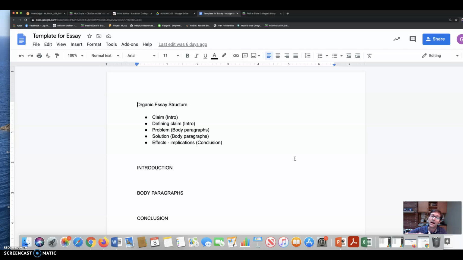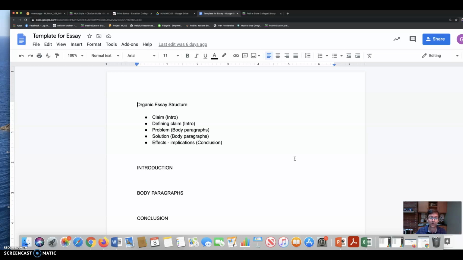And then the body paragraphs are moving toward a solution to that problem or an answer to that question. That's the sense of organic structure here. You make a claim, it raises a problem, and then you move toward the solution to that problem. That's the work of the body paragraphs, however many there are. And then once you've kind of worked the problem out or answered the question, well, what are the effects of that solution? Or what are the implications of that answer? That's the work of the conclusion. Okay, and that usually is a full paragraph.